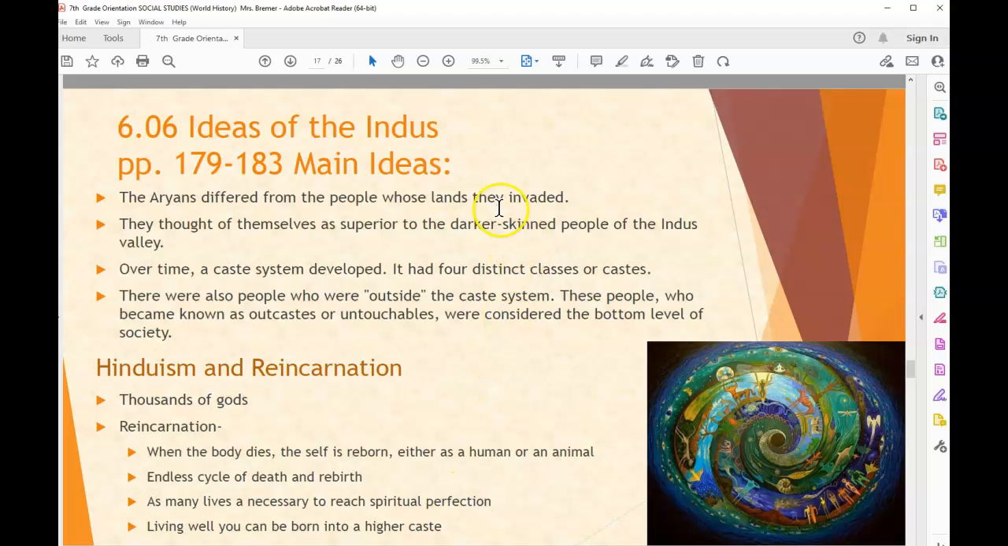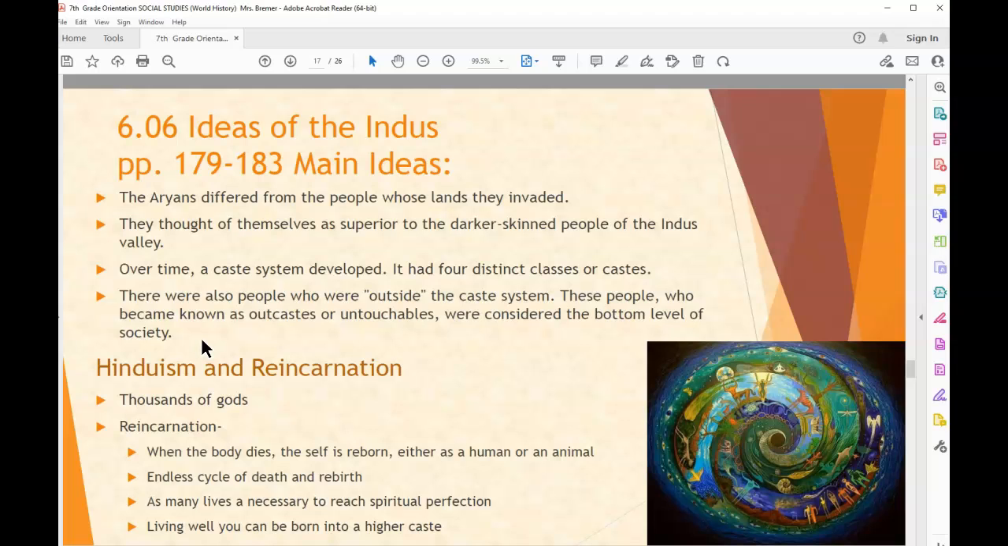Here are some of the main ideas from the reading. The Aryans differed from the people whose lands they invaded. They thought of themselves as superior to the darker-skinned people of the Indus Valley. Over time, a caste system developed. It had 4 distinct classes or castes. There were also people who were outside the caste system. These people, who became known as outcasts or untouchables, were considered the bottom level of society.